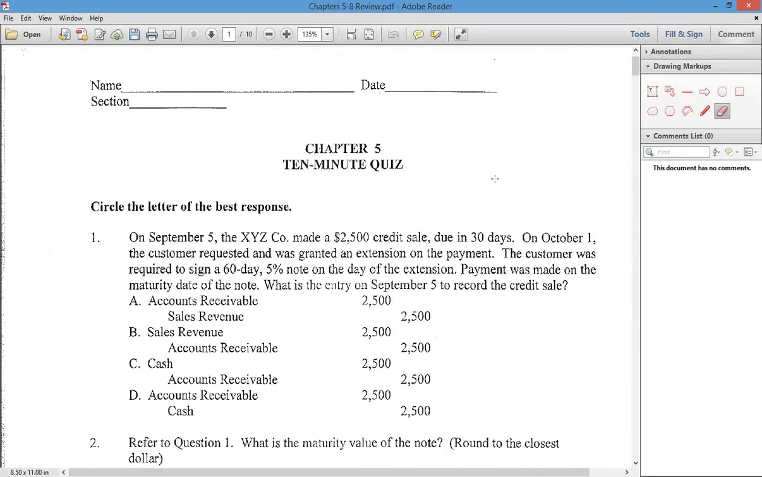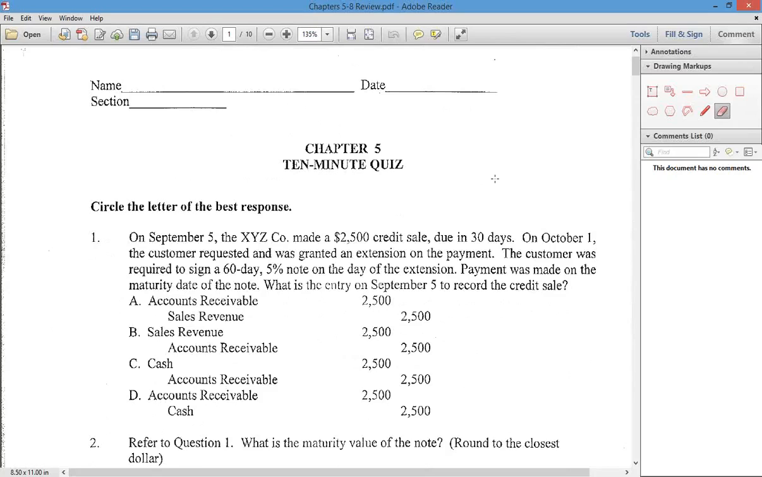In Chapter 5, we were looking at short-term investments and receivables. So these would be your current investments and your current receivables, such as accounts receivable, short-term notes receivable, interest receivables, anything that is due within a year would be your short-term or current receivables. These items are considered to be more liquid, meaning we can convert them to cash pretty quickly.